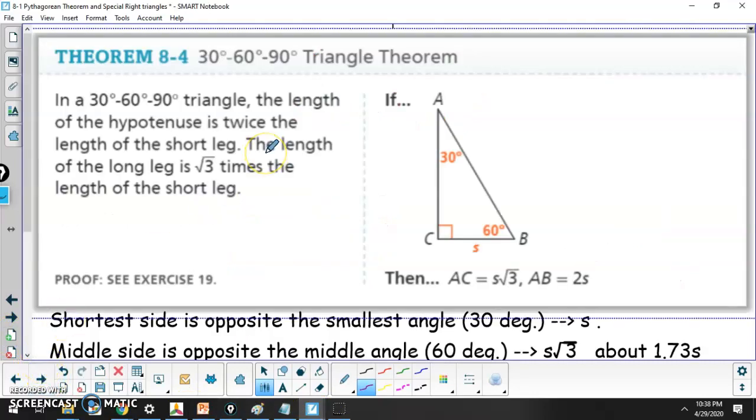All right, so let's move on to 30, 60, 90 triangles. 30, 60, 90 triangles have a relationship as well. So with 30, 60, 90, we're talking about the degrees. It's a little bit more complicated, but it's not so bad.